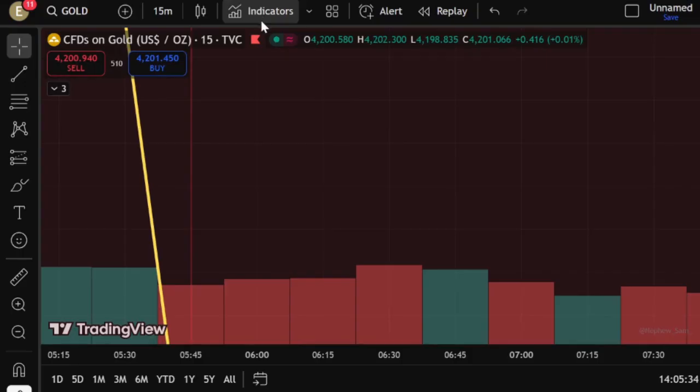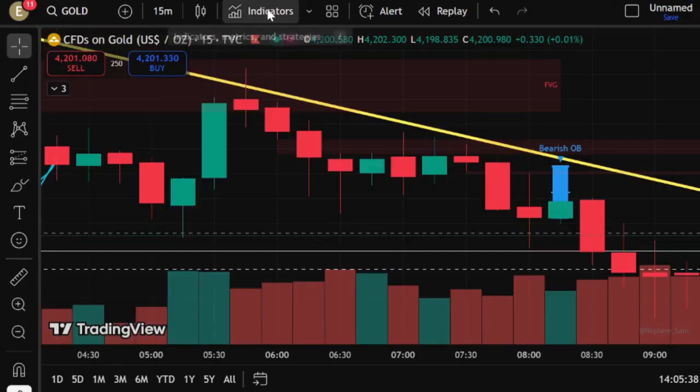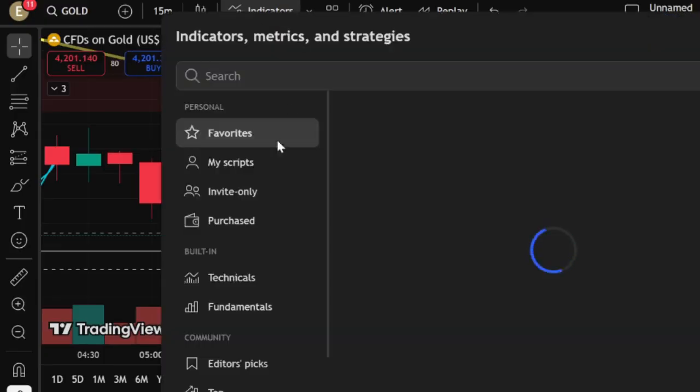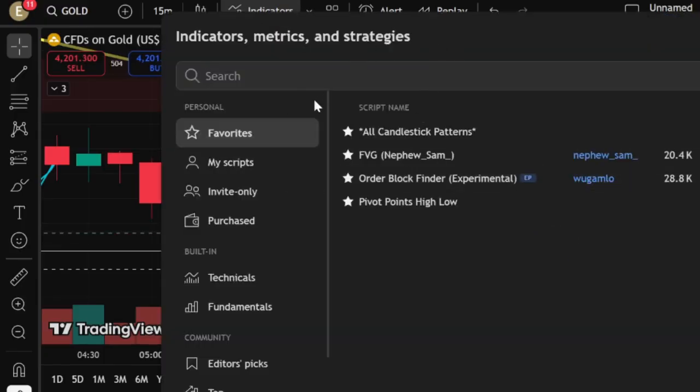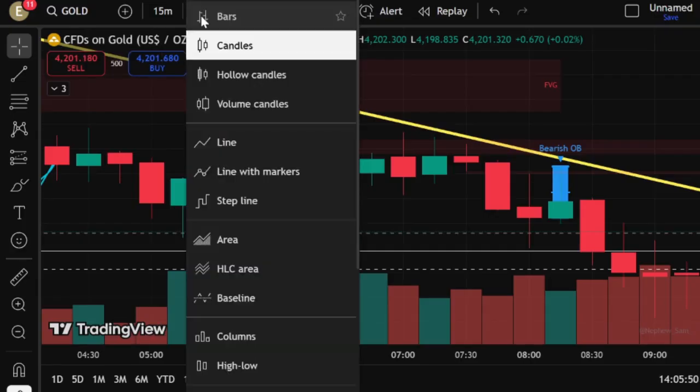Then if you come here, this is where we have indicators. If you click here, you have different kinds of indicators. If you have a favorite indicator, you can search for it. If you come here, you're going to see candlesticks, different types of candlesticks. And here is the time frame. This is where you have the time frame.